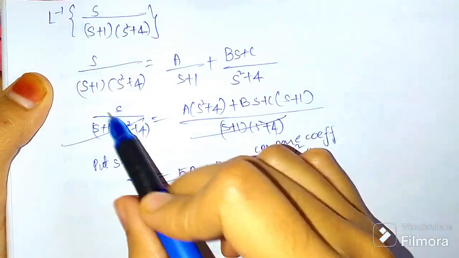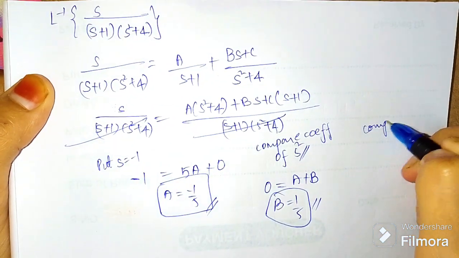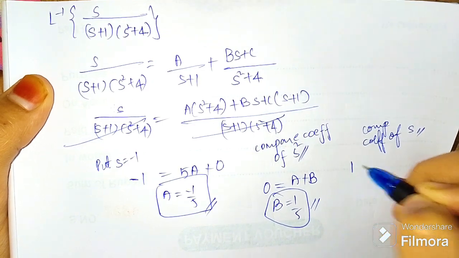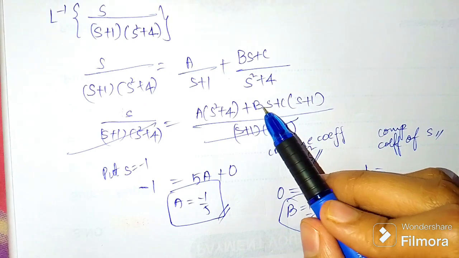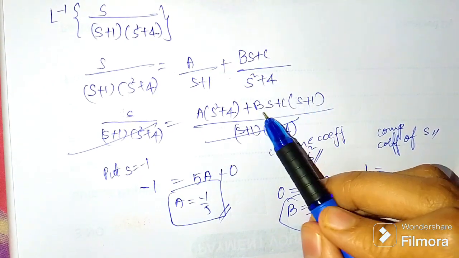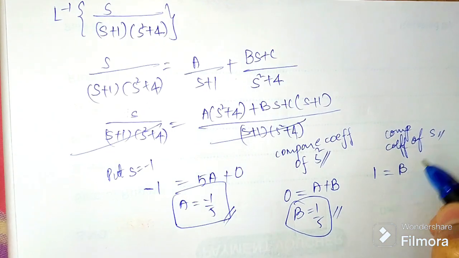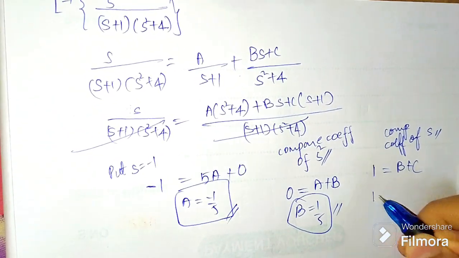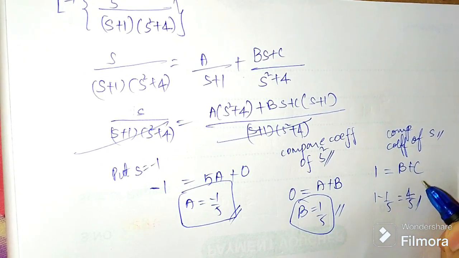For that we'll compare the coefficient of s. So here the s coefficient is 1. Compare the coefficient of s. 1 is equal to this side. Here a s squared plus 4a, and next to bs squared plus bs we get 1 b. Next to cs plus c we get 1 c. So b is 1 by 5. So c is 1 minus 1 by 5, which is 4 by 5. So we got all the values.